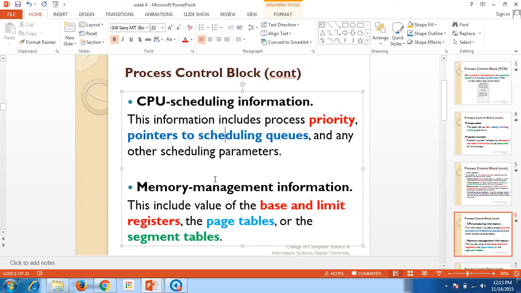Then we have another component of the process control block, that is memory management information. These scheduling and memory management topics we will discuss in detail later; they are separate topics. But here, memory management information includes the values of the base and limit registers, the page table, or the segment table. Page tables, segmentation, and everything else we will discuss in our coming lectures, but this information will also be in the process control block. So, CPU scheduling information and memory management information.